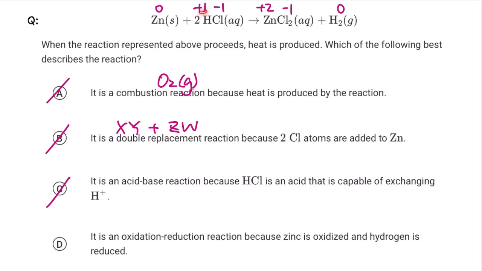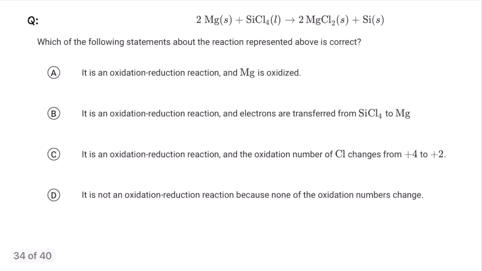So for hydrogen, its oxidation number has decreased. For zinc, its oxidation number has increased. So it's a redox reaction. Which of the following statements about the reaction represented above is correct? 2 magnesium in solid reacts with 1 silicon tetrachloride in liquid to produce 2 magnesium chloride in solid and silicon in solid. A, it is an oxidation reduction reaction because magnesium is oxidized.